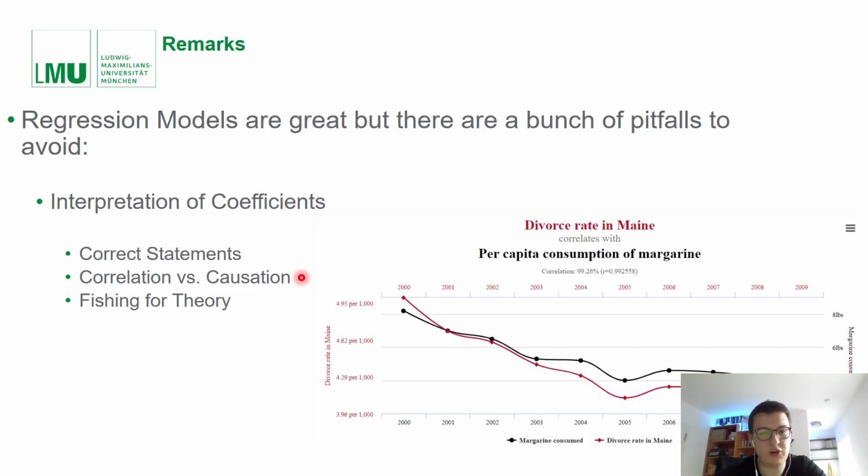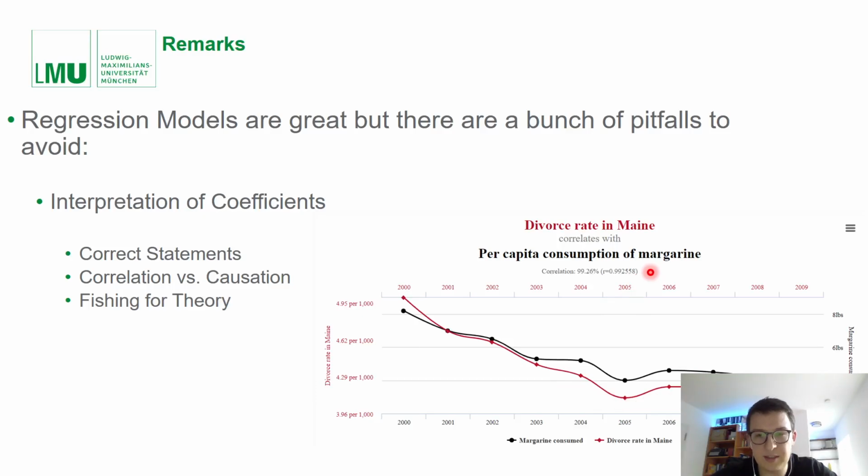Correlation versus causation should never be mistaken for each other. Only because two variables are highly correlated or we have a highly significant coefficient, it doesn't mean that this is the same as a causal effect of the independent variable on the dependent variable. As an often-used but, in my opinion, really great example, there's a website that shows so-called spurious correlations, variables that are highly, almost perfectly correlated.